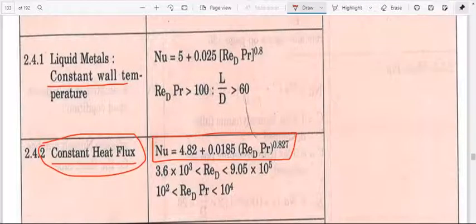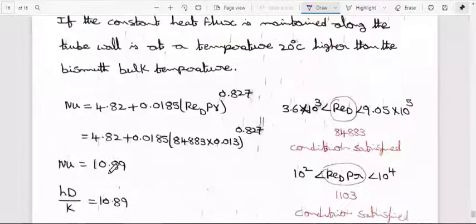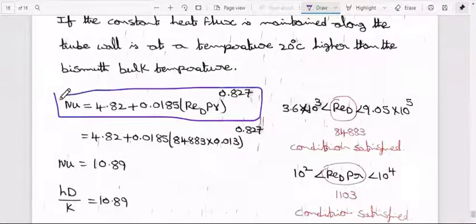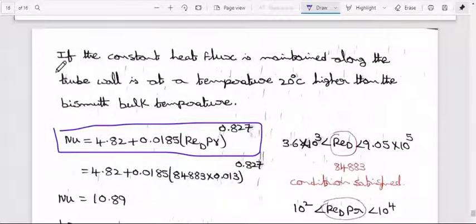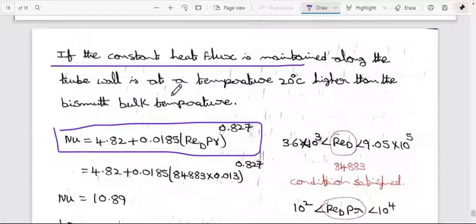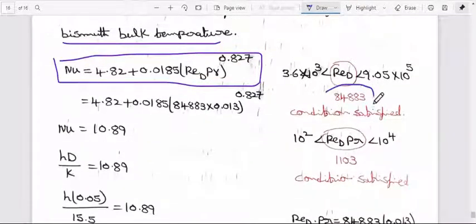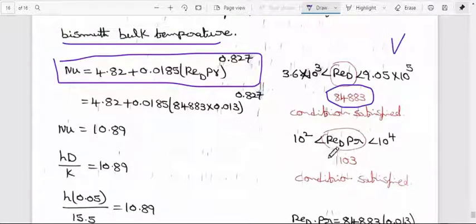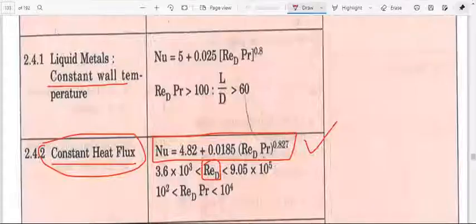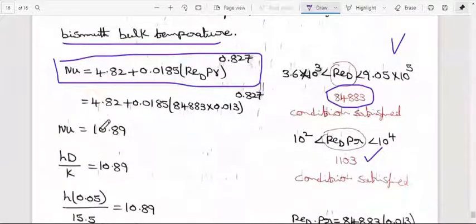Nu equal to 4.82 plus this formula. I am considering this equation, since the constant heat flux is maintained along the tube wall at a temperature of 20 degrees higher than the bismuth bulk mean temperature. We need to check whether the Re D value is satisfied or not. Here Re D value is 84883. This condition is satisfied and the Pr value is also satisfied. That's why I am considering this equation from data book page number 125, constant heat flux. Substitute the Re D and Pr values in this equation.